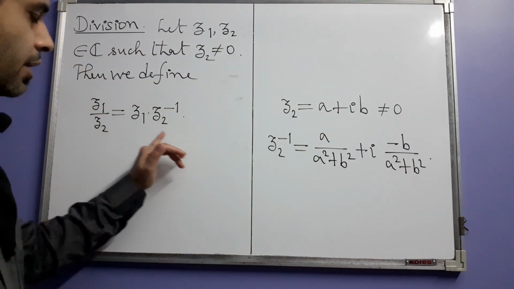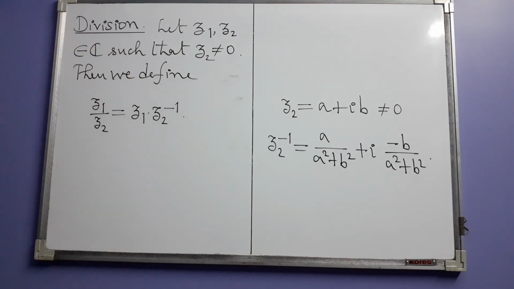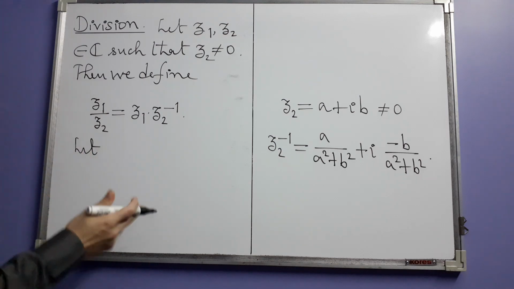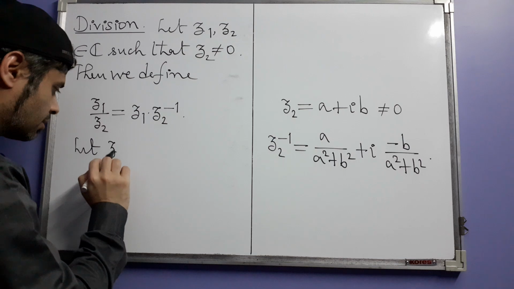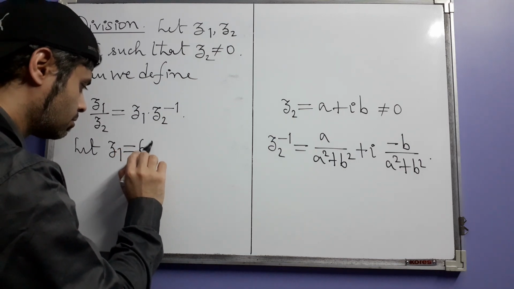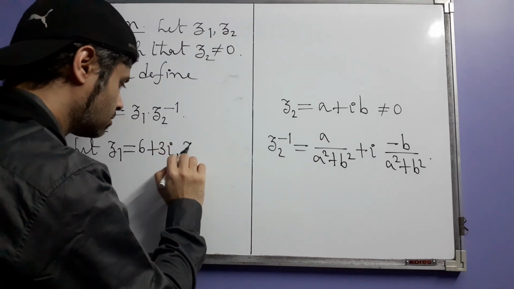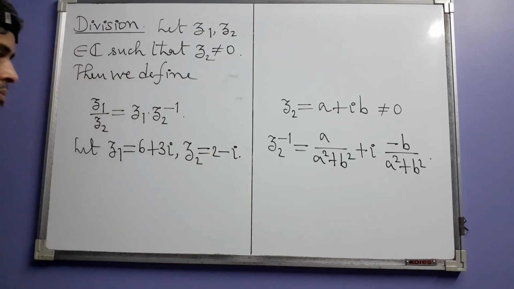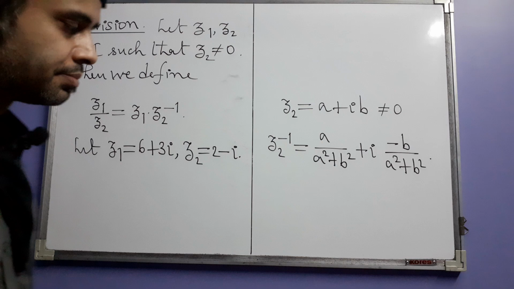Okay, so let us now take two concrete complex numbers and calculate this result of division. Actually we can take anything, but let us see what the authors have taken. Says Z1 is 6 plus 3i and Z2 is 2 minus i. So this means you have to first of all calculate Z2 inverse.